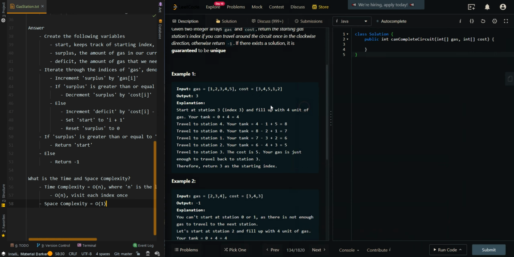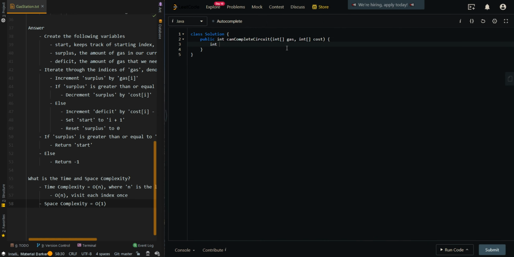Now let's go over the code. We're going to create the following three variables: our current starting index, initially 0, our surplus, the current amount of gas in our tank, and also the deficit. Then we're going to iterate through the indices of the input array. We increment the current surplus by the amount of gas at the current gas station. If surplus is greater than or equal to the current cost, this means we can get to the next station, so we decrement by the current cost to get to the next index.